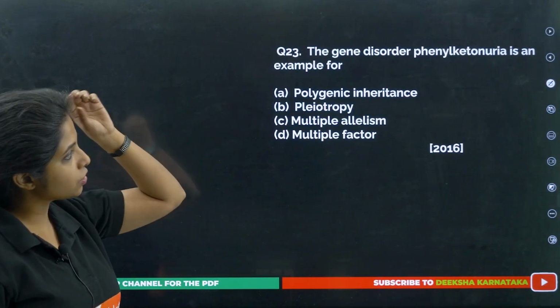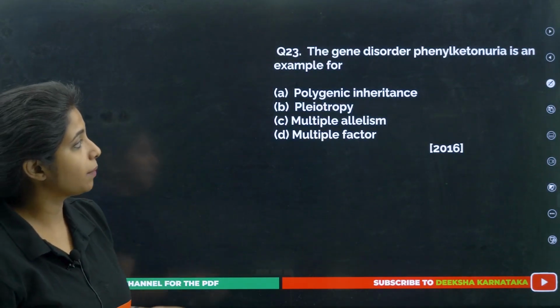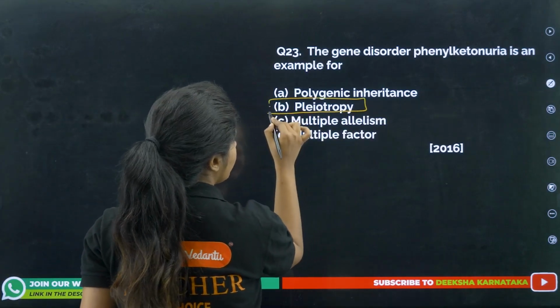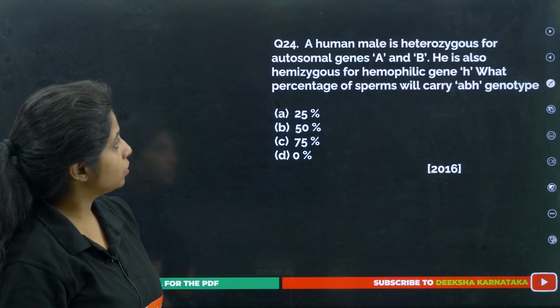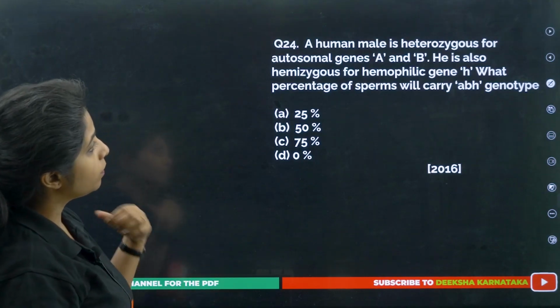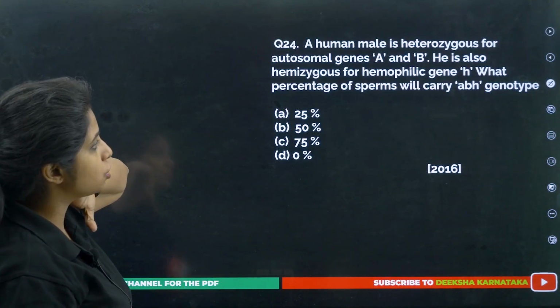23rd, the given disorder phenylketonuria is an example of pleiotropy, a direct question. I already explained it to you, a 2016 question. Now, 24th question. A human male is heterozygous for autosomal genes A and B.